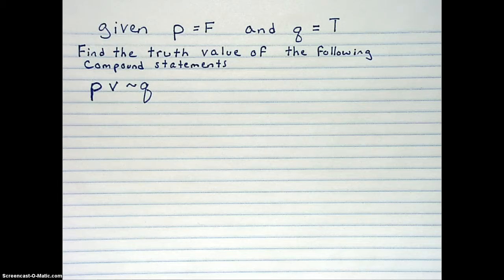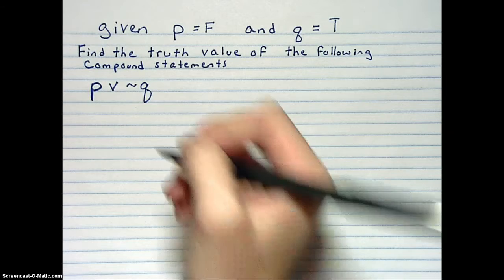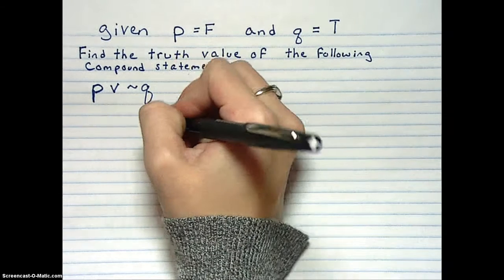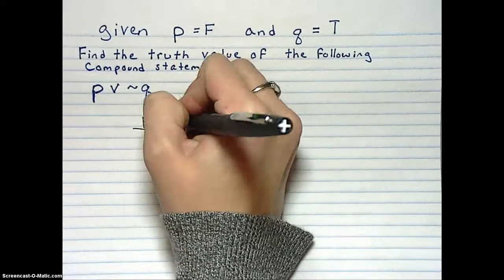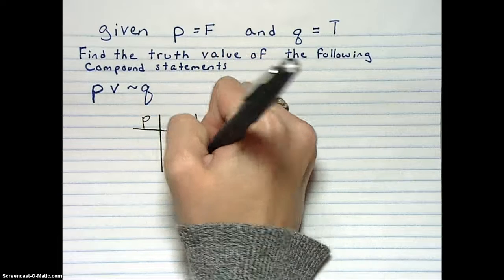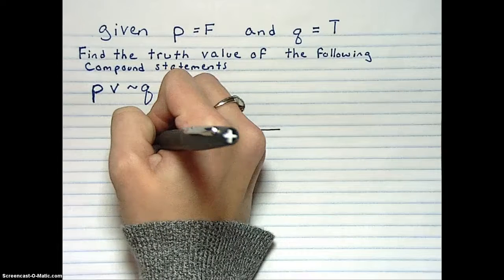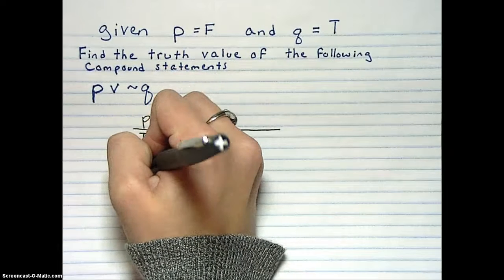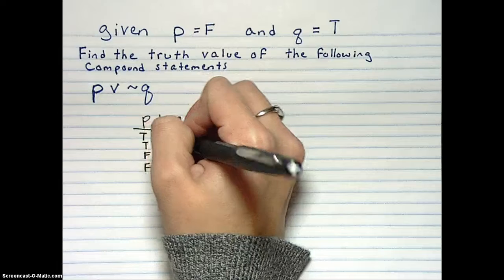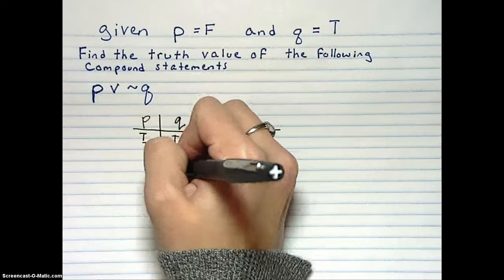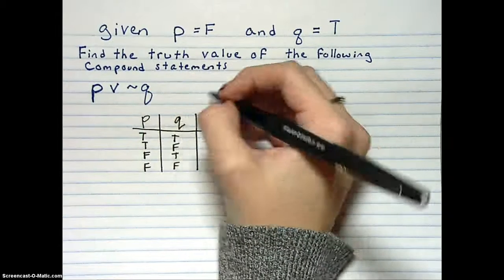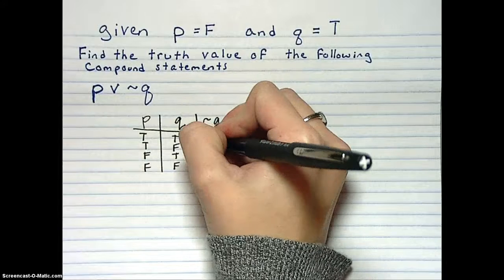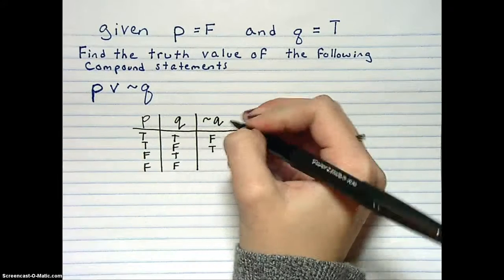Well, the book says to write a truth value table. All right, go to town. So I'm going to do P, Q, and then the truth table is always the same. The truth table is all the same. That's important to know. Always has to be true, true, false, false. And then we need the opposite of Q.